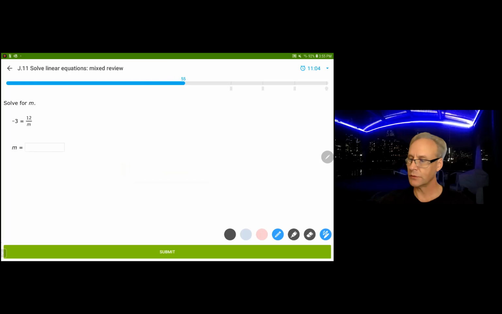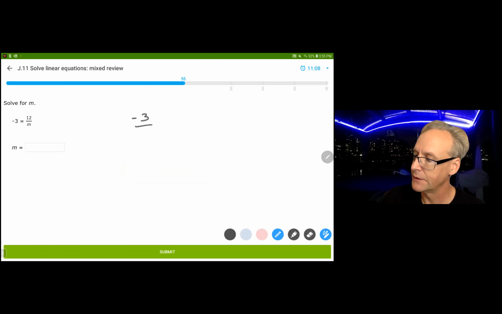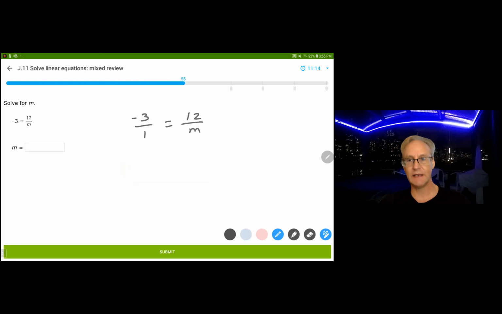In this one, we're going to multiply by m on both sides. Again, you could have set up the proportion and cross-multiplied. I want to point something out. Cross-multiplying is the same as multiplying both sides by the denominator. And the m's cancel out, give you 1. So I have 12 is equal to negative 3m. And we have to divide by negative 3 and get our negative 4.